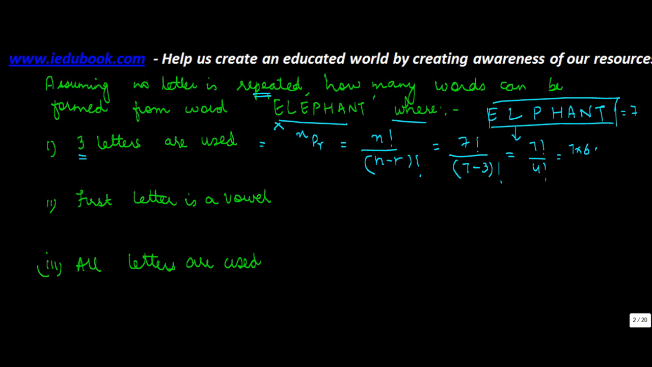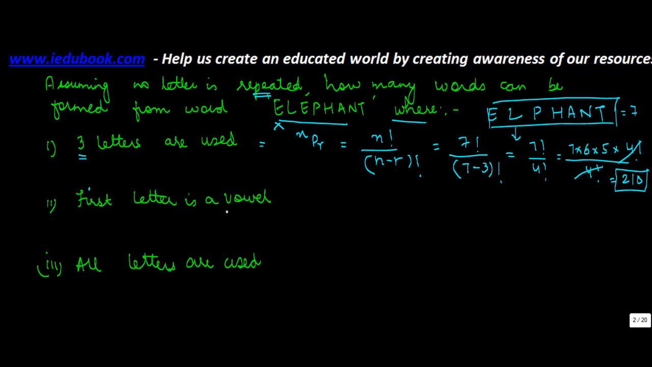7 into 6 into 5 into 4 factorial upon 4 factorial. So 7 into 6 into 5, which is 5 into 6 is 30, into 7 is equal to 210. Okay.